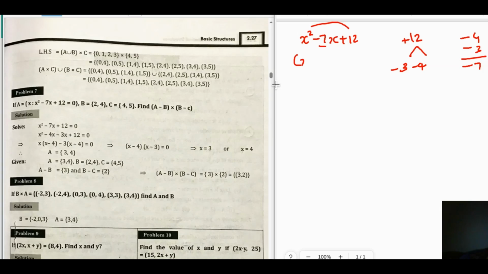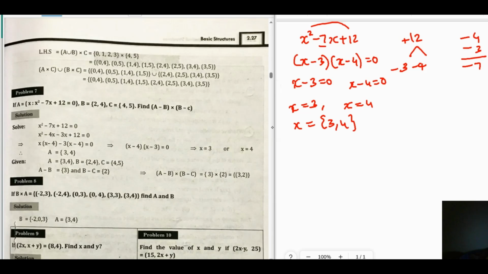So x minus 3 you will write directly. X minus 4 you will write directly. Equals 0. Then x minus 3 equals 0. X minus 4 equals 0. If minus goes other side, it will become positive value. So x will be 3 and x will be 4. So what will be the set of x? That will be 3 comma 4.